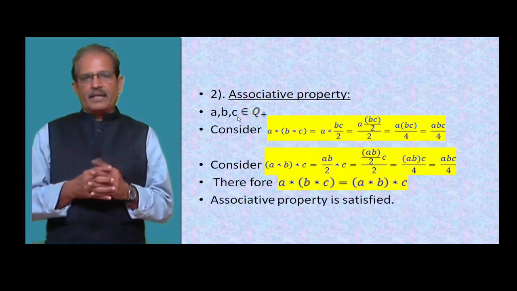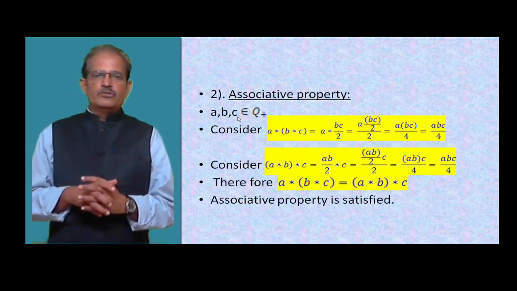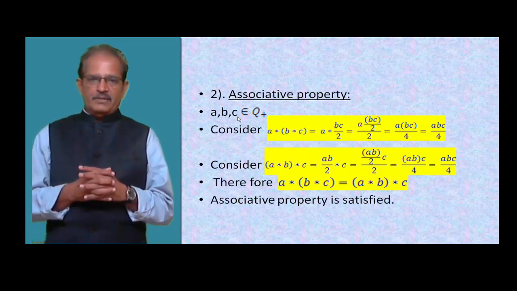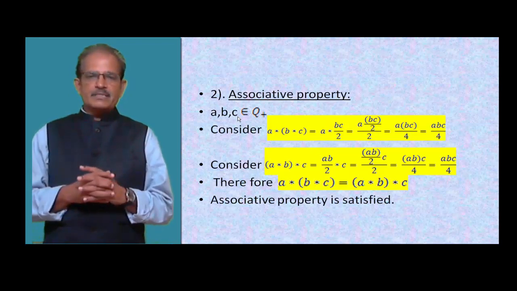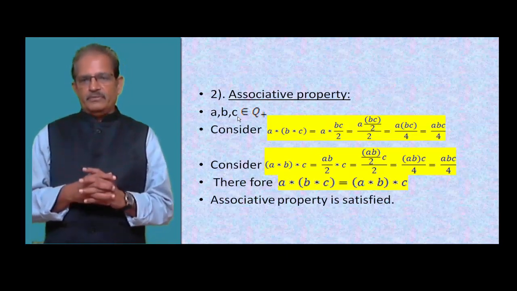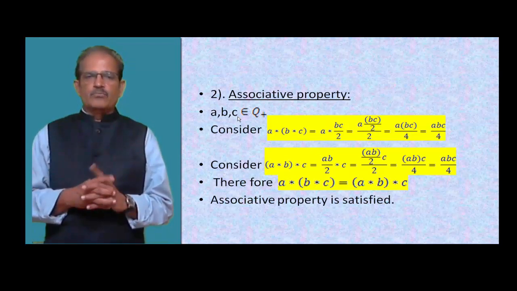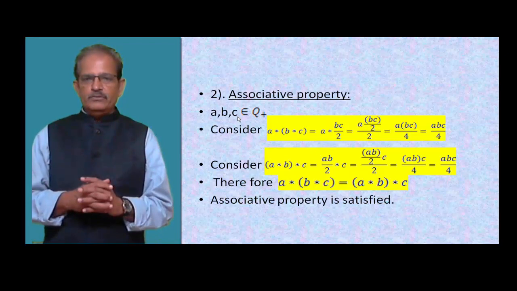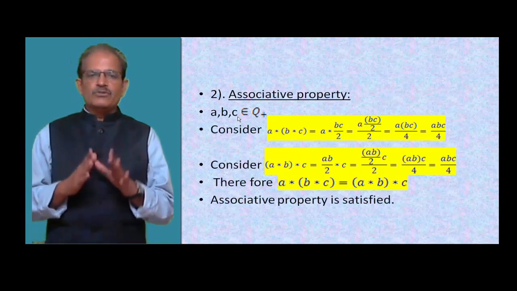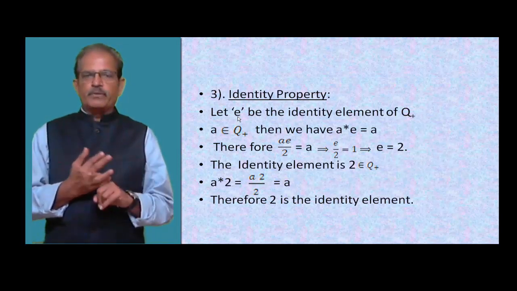Now you consider the right hand side of the associative property, that is A star B, star C. So A star B becomes AB by 2 as per the definition. So AB by 2 star C means AB by 2 into C whole by 2. That is AB into C whole by 4. So ABC by 4. So in both cases, you got ABC by 4. So both are equal. A star B star C will be equal to A star B star C. So therefore, associative property is satisfied. So closure property is verified, associative property is also verified.